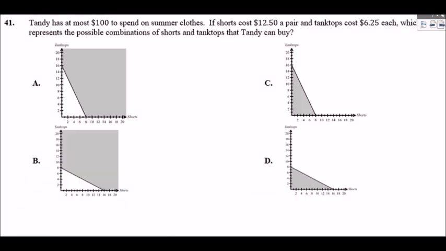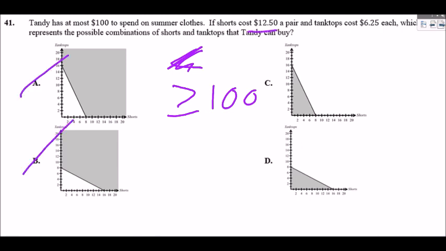At most, she can spend $100. So less than or equal to $100. So that means that it's going to be shaded below the line if that's her max amount. So that means A and B are off the table. If she is only going to buy tank tops, that would be 100 divided by 12.5. And I get 8 when I do that. So tank tops is 8.